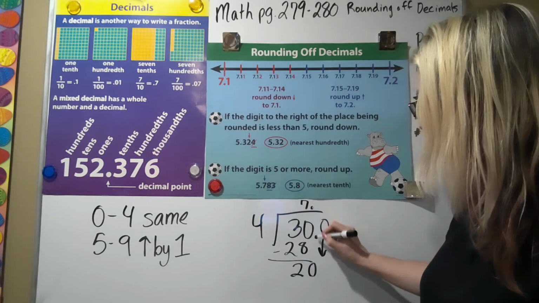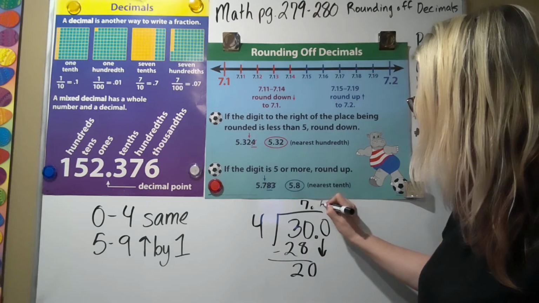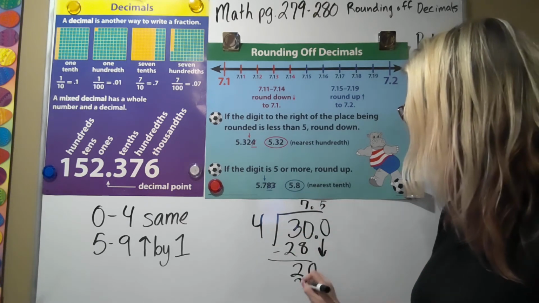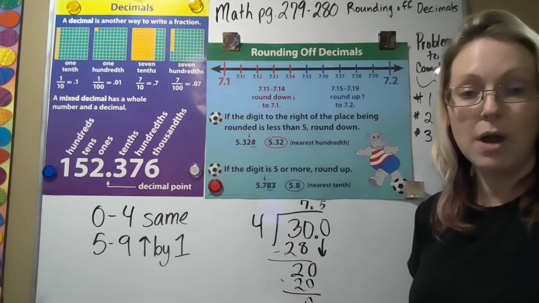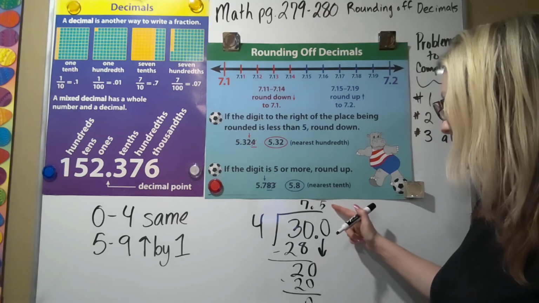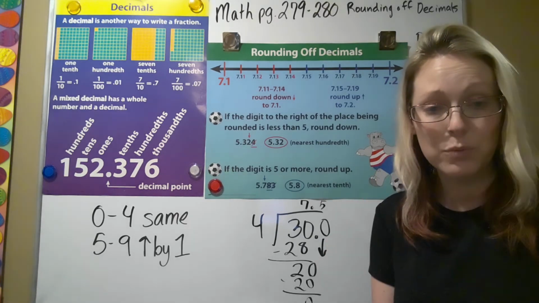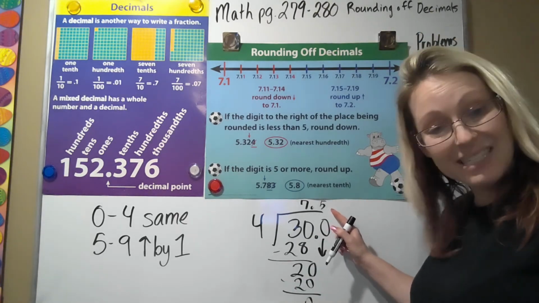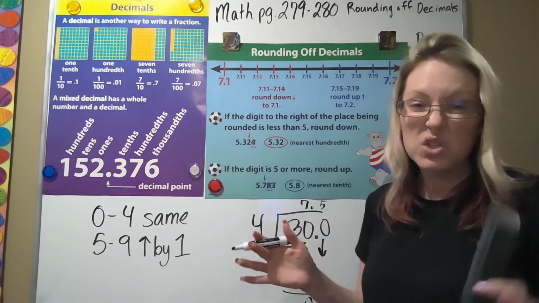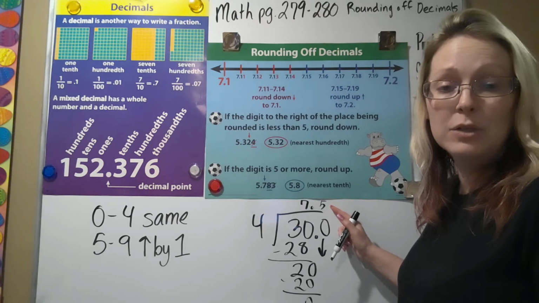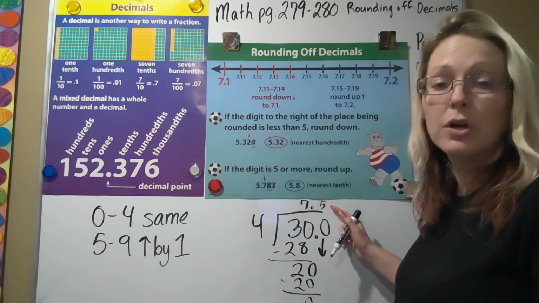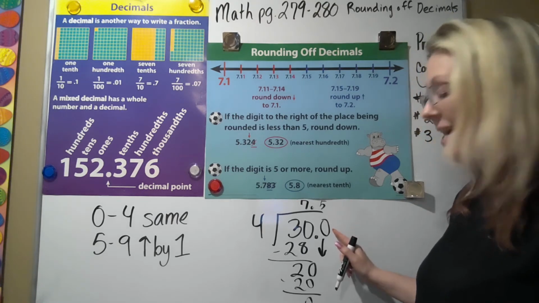Don't forget to put that decimal straight up. 5 times 4 is 20. I then subtract and I get a 0. This is how I annex 0 to not have a remainder, but have a decimal as my per se remainder. So this is how I get a decimal, no remainder or no fraction remainder. I have my decimal by annexing zeros.